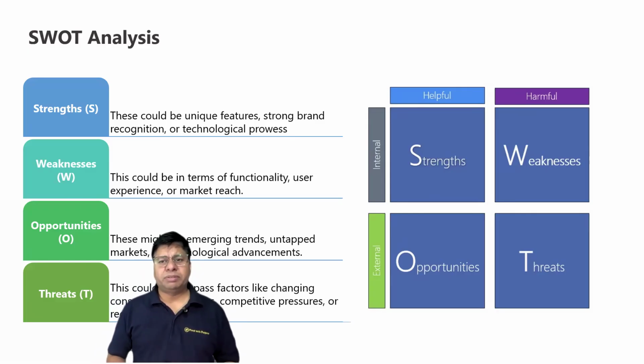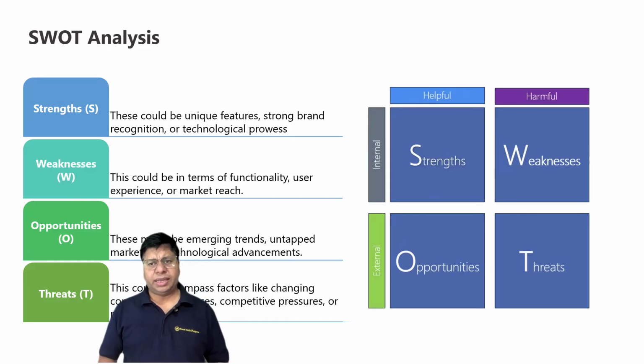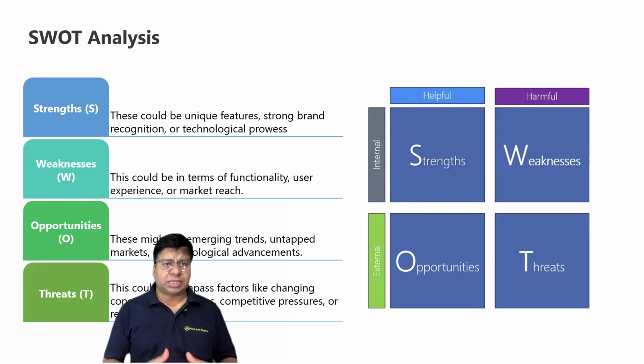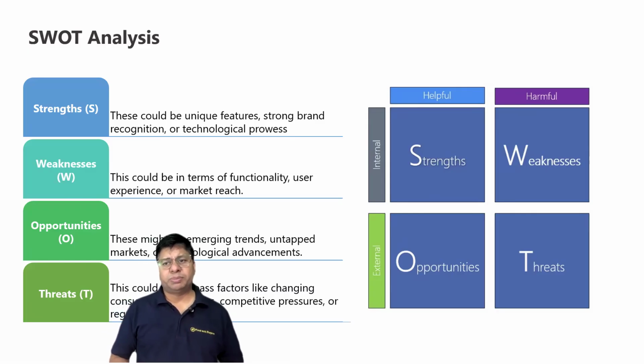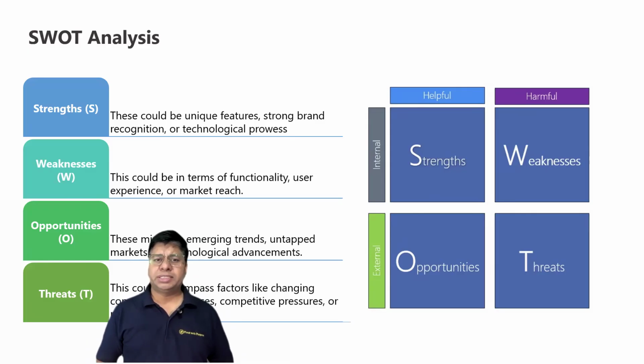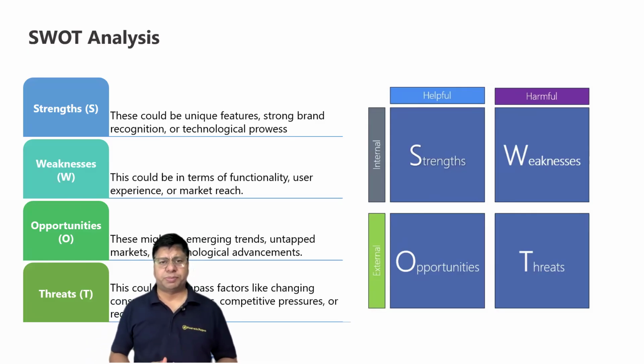S represents strength. What are we really good at? This could be a feature users love, proprietary tech, or a strong brand presence. Those are our strengths, right? The second point is weaknesses. Where are the cracks? It might be a UX issue, limited reach, or lack of domain expertise, whatever it is based upon the context.